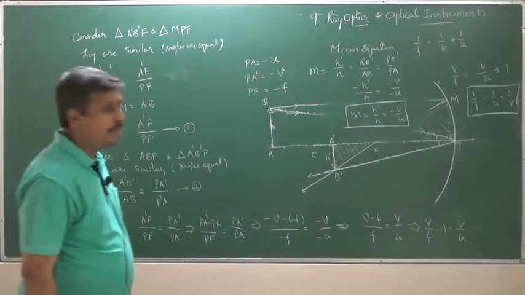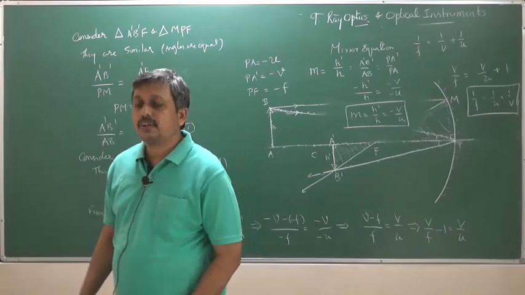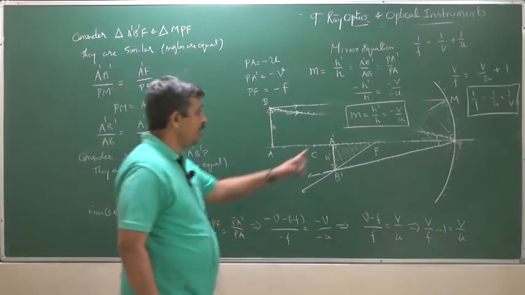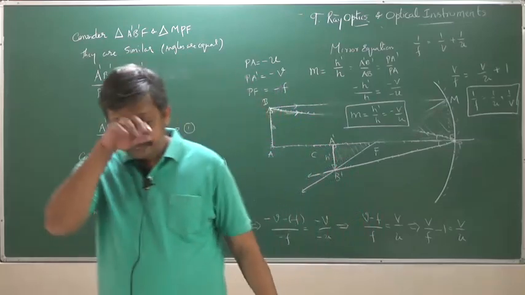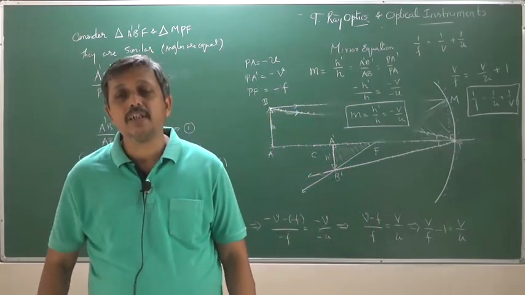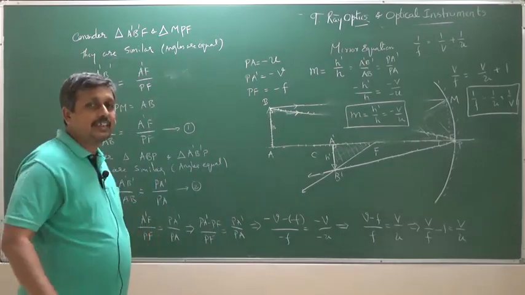So given image distance and object distance, one can find out the magnification. Only these two things you need to remember, this formula and this formula, for solving the questions. However, if you remember this whole proof, it's easy to solve some complex questions. So let's just solve some problems.